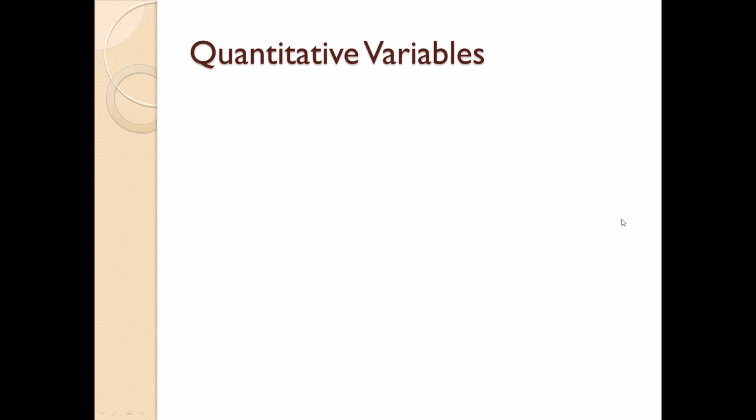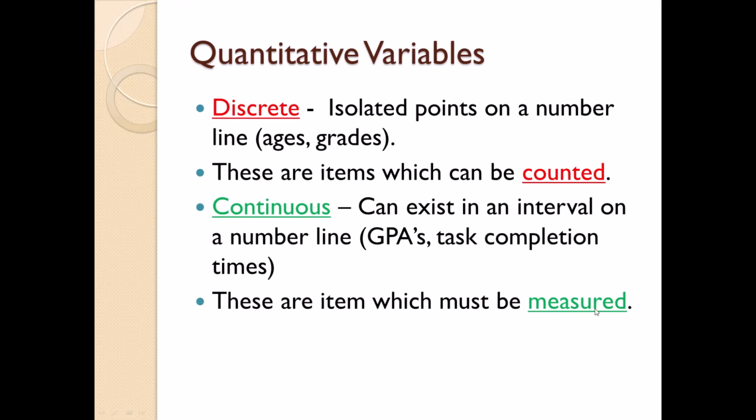Now, quantitative variables break down into 2 different kinds. Discrete, these are if you have isolated points on a number line. Say we just measure people in the class by age in years. I might have a 15-year-old, some 16-year-olds, a bunch of 17-year-olds, maybe a few 18-year-olds. I would have nothing in between. So that would be discrete.